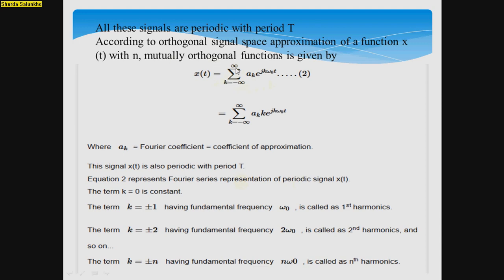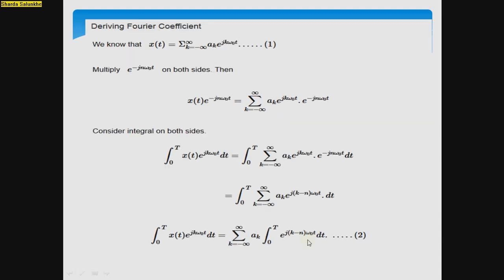So x of t equal to summation minus infinity to infinity a k e raised to j k omega 0 t is the Fourier series representation of the periodic signal x of t. In this expression, k equal to 0 is a constant term. If k is equal to plus minus 1, having the fundamental frequency omega 0, we call it the first harmonic. If k is equal to plus minus 2, having frequency 2 omega 0, it is called the second harmonic, and so on. If k is equal to plus minus n, having frequency n omega 0, it is called the nth harmonic.